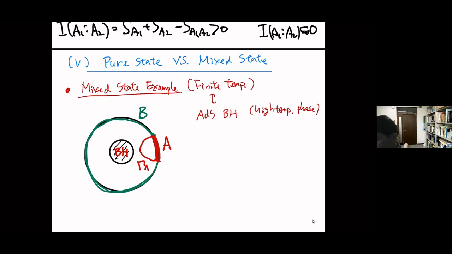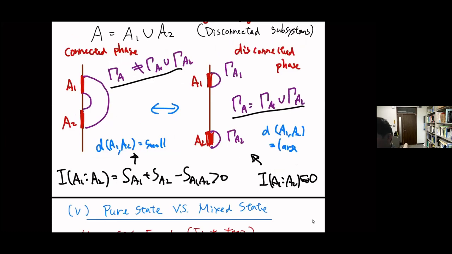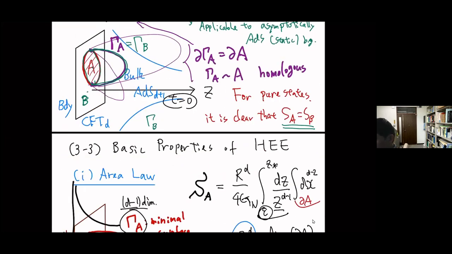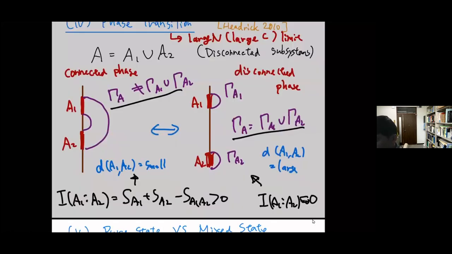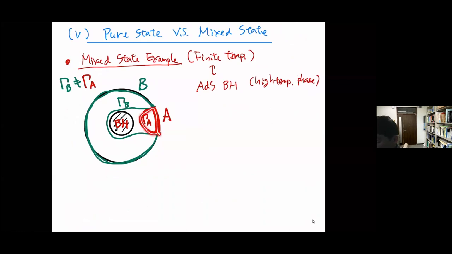Sorry, this is not good actually. Gamma A looks like this, this one is gamma A, and gamma B looks like this. The reason gamma B is different from gamma A is very important, and it is the homology condition. Please remember the homology condition. Gamma A and A are homologous to each other. B should be homologous to this one. They are topologically related. But if we go beyond here, we have a topological obstruction from the black hole, some extra one-cycle appears, and the homology is different. So we have this interesting difference here.